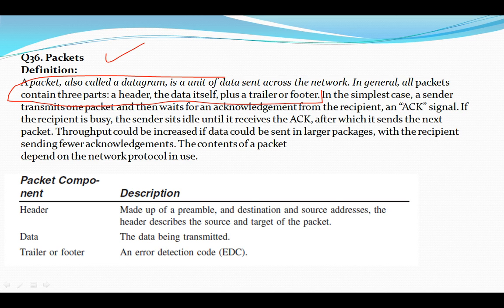What will happen here? In the simplest case, a sender transmits one packet and then waits for the acknowledgement from the recipient. If the recipient is busy, the sender sits idle until it receives the acknowledgement, after which it sends the next packet. Throughput could be increased if the data could be sent in larger packages. So the meaning is simple: it's a unit of data sent across the network, and a packet contains a header, data, and a trailer or footer.